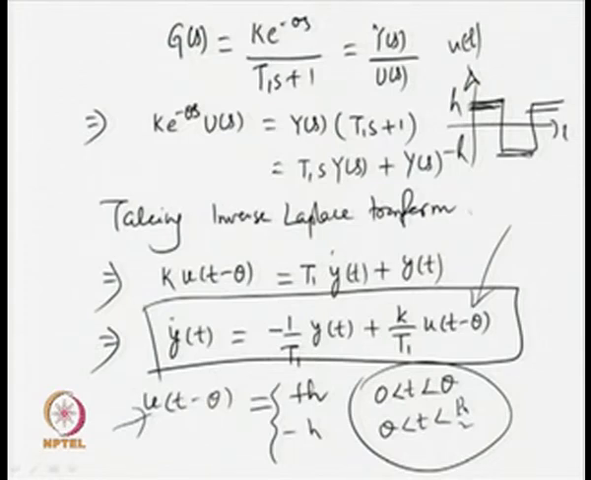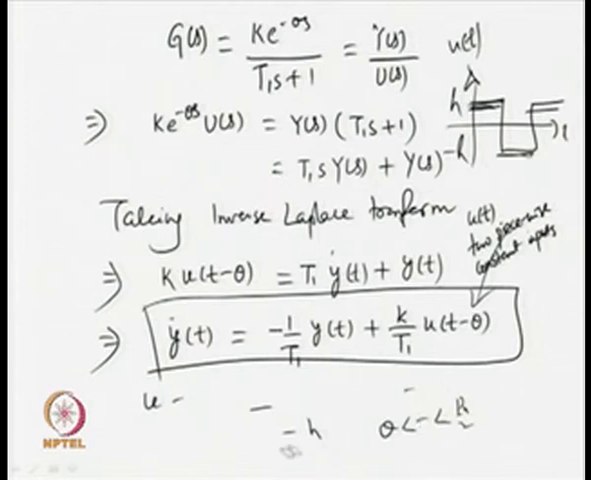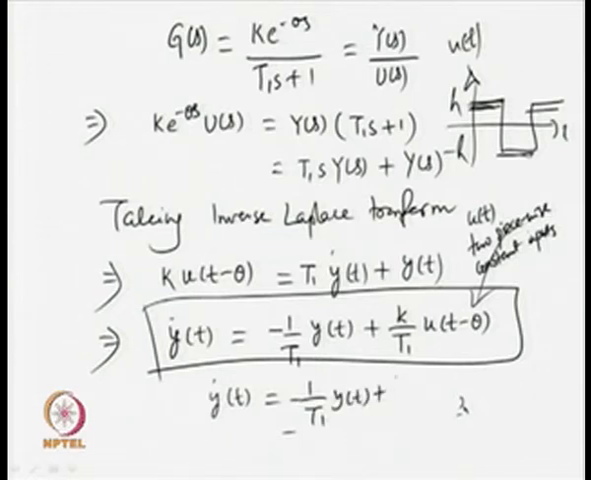So, the input signal can be substituted by two piecewise constant inputs. When you have two piecewise constant inputs, the differential equation assumes the form y dot(t) is equal to minus 1 upon T1 y(t) plus k h upon T1 or minus k h upon T1.